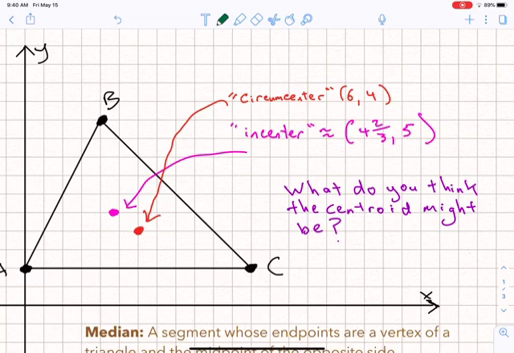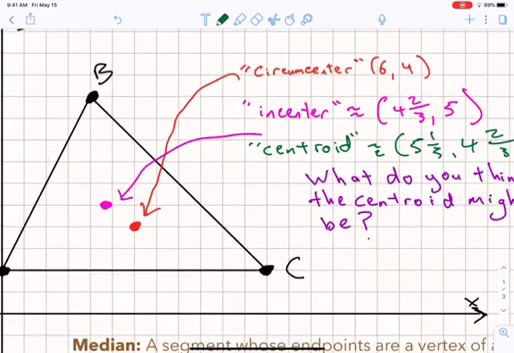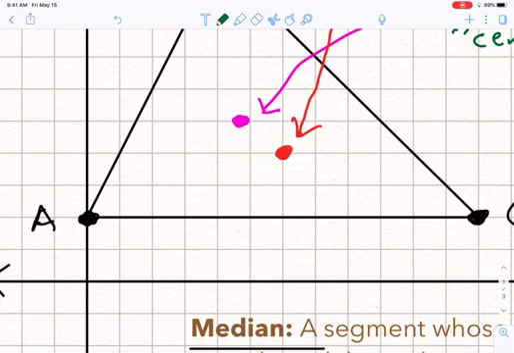And I'm going to write it down here. It's about at 5 1/3, 4 2/3. And come over here. 1, 2, 3, 4, 5 1/3, 4 2/3, and it's interestingly right about there.